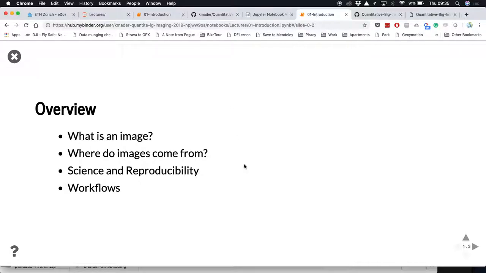And then we'll get into what's an image, where do images come from, science and reproducibility. So this is more about the higher level concepts of why it is important to do image analysis well, and what reproducibility means.